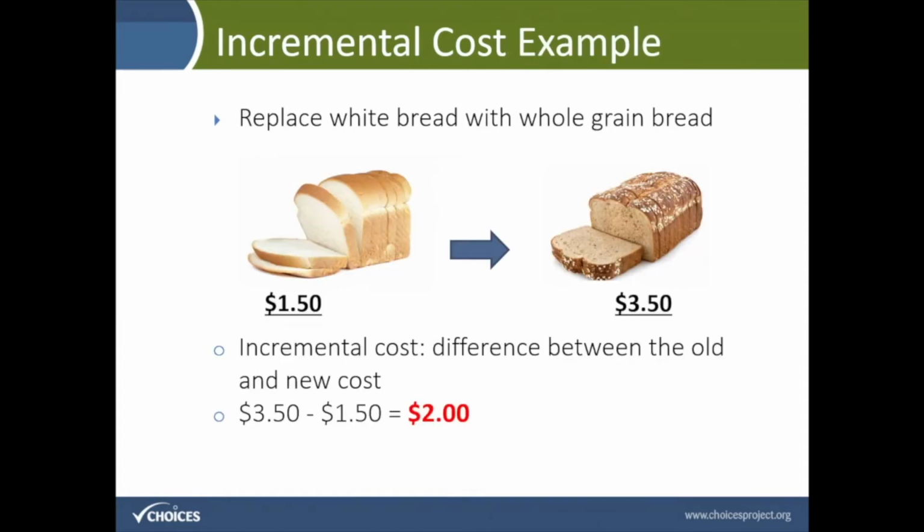So here's an example of an incremental cost. Replacing white bread with whole grain bread. The incremental cost here would be the difference between the old cost of the bread and the new cost of the bread. So in this case, it would be an increase of $2, which is the difference between the cost of the whole grain bread and the white bread.